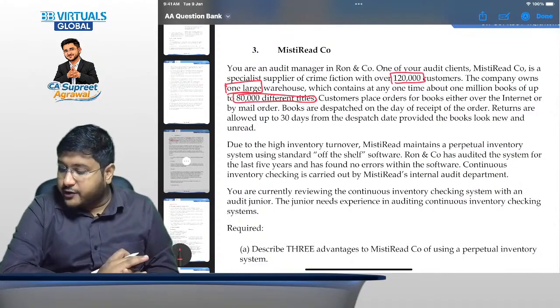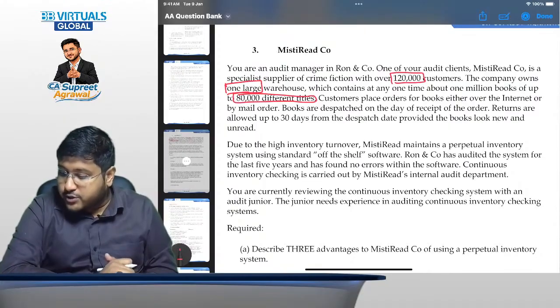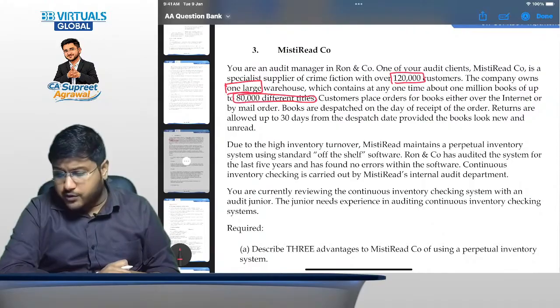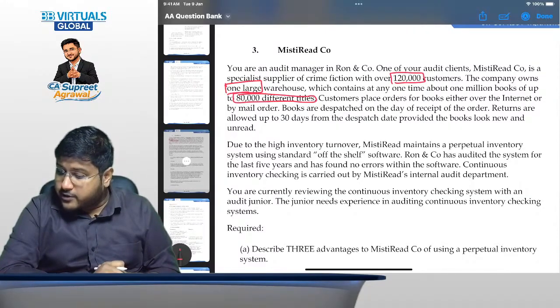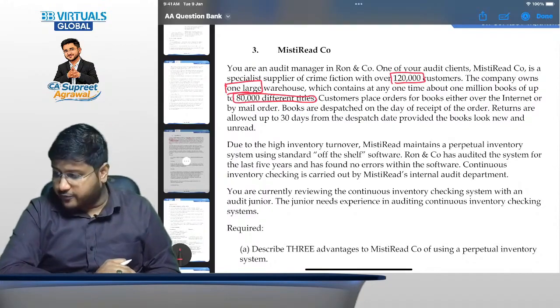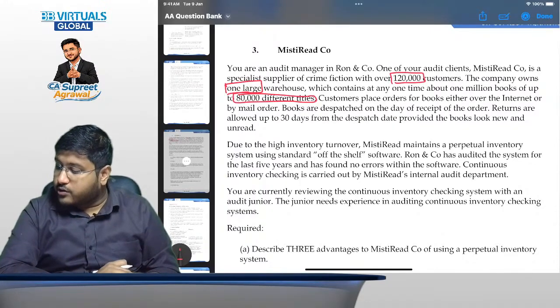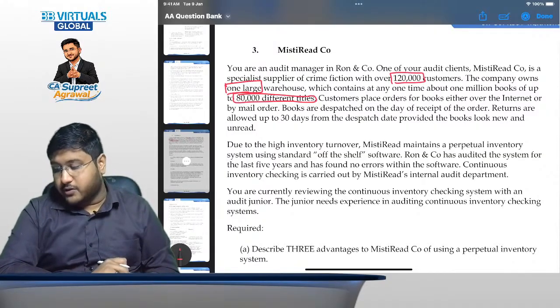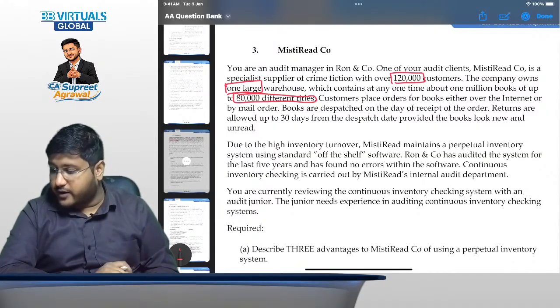Due to the high inventory turnover, Mr. Reed maintains a perpetual inventory system using standard off-the-shelf software. You must have discussed the perpetual inventory system in FR. Now Ron and Con has audited the system for the last 5 years and has found no errors within the software. So no errors in the last 5 years.